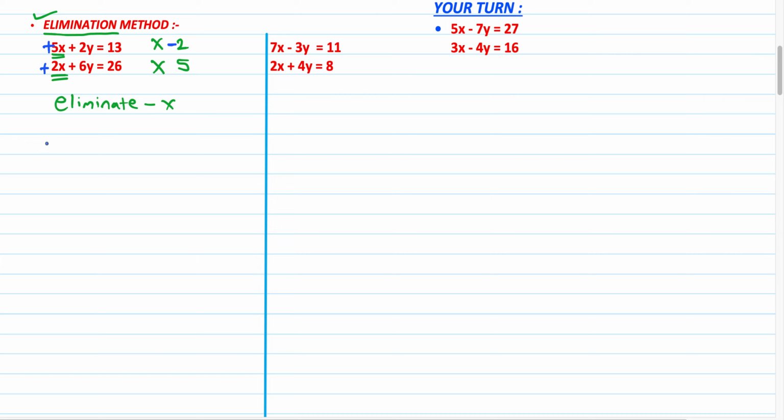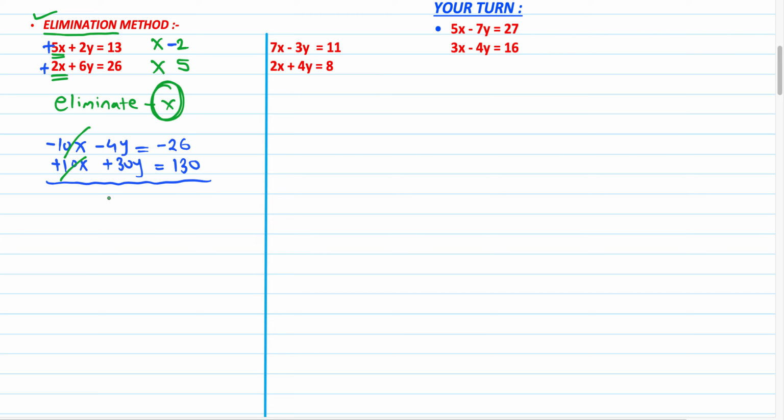-2 into 5, that is -10x, and -2 into 2, that is -4y, and that is -26. Okay, and now here 5 2s are plus 10x, and then 5 6s are 30y, and 26 5s are 130. Okay, so now let us add these two equations. Let's see what we will get. -10x plus 10x will get eliminated. So now we just eliminated x, right? We eliminated x by -10 and +10.